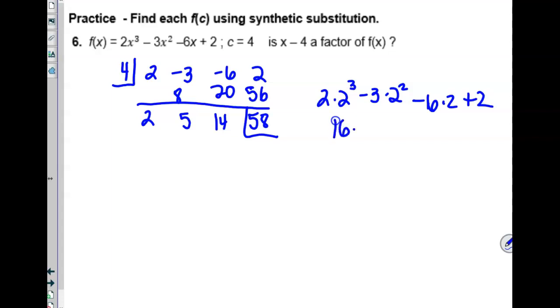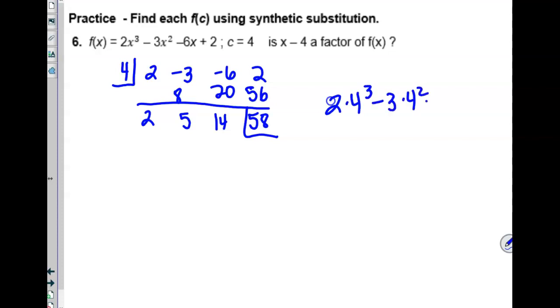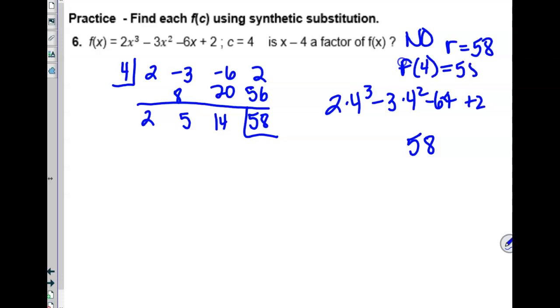Did anybody do it this way? I didn't. What is that supposed to say? A 6, isn't it? I don't think that's 58. What did I do wrong? Oh! Thanks! Yeah, that would be why I didn't get anywhere near the right answer. It was x minus 4. Okay, 2 times 4 cubed minus 3 times 4 squared minus 6 times 4 plus 2 was indeed 58. So, is this a factor? No. The remainder was 58, or f of 4 was 58, not 0.